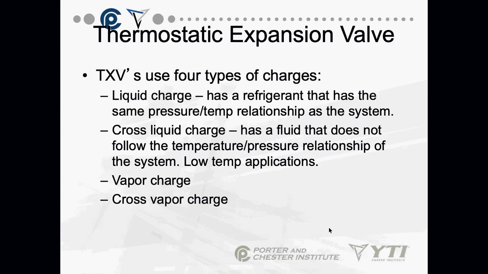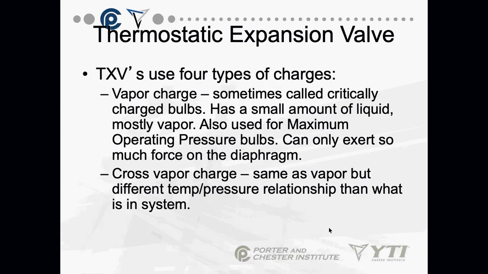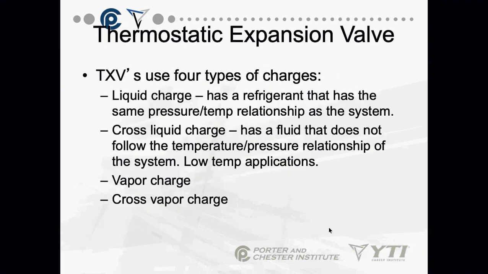You won't see them much in air conditioning. There's a vapor charge, and there's a cross-vapor charge. The vapor charge is sometimes called a critically charged bulb. It has a very small amount of liquid, mostly vapor. Again, you don't see them much in air conditioning. Cross vapor charge is the same as the vapor, but with different temperature pressure relationships. Again, you don't see them much in air conditioning.